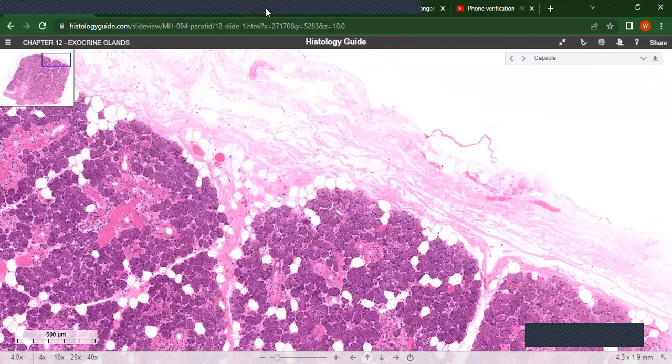So with that, that is the histological review of the parotid gland.